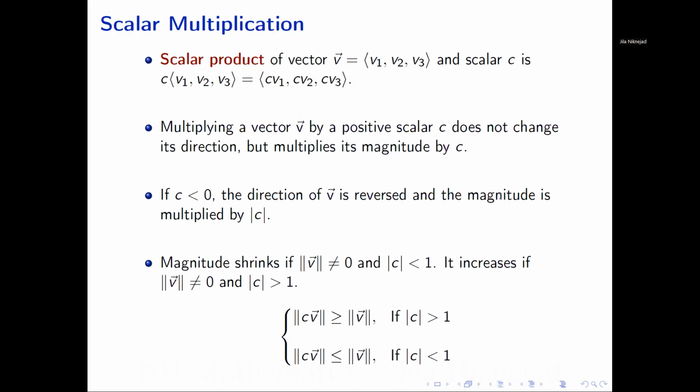It increases if the magnitude of v is non-zero again, and the absolute value of c is bigger than 1. That is, if the absolute value of c is bigger than 1, its scale is too big.